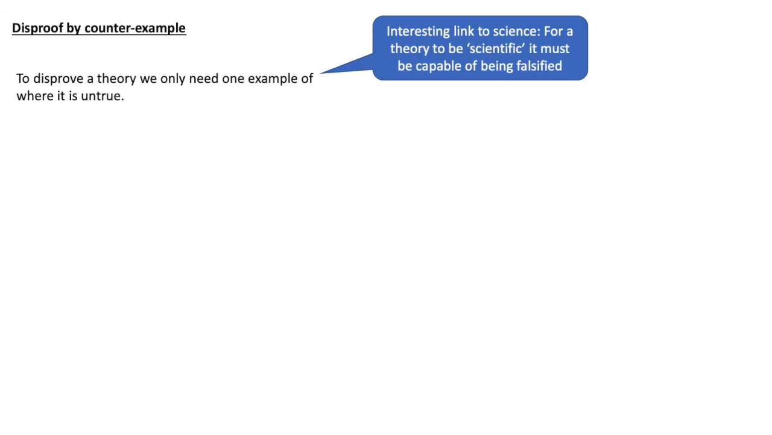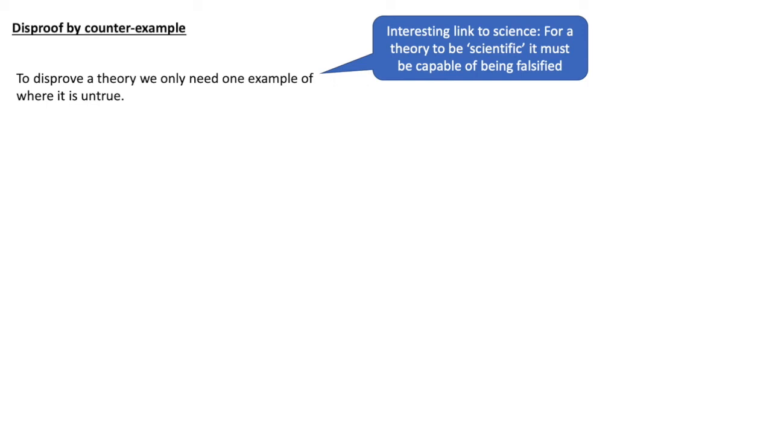We're now going to look at disproof by counterexample, and to disprove a theory we only need one example of where it is untrue. So there's an interesting link to science here. For a theory to be a scientific theory, it must be capable of being falsified, which means there must be some experiment we could do which potentially could show the theory to be false.